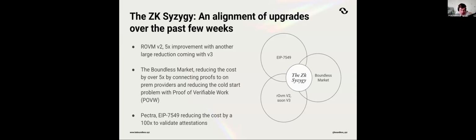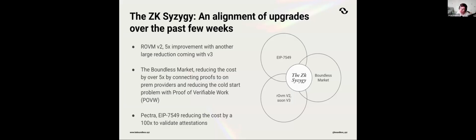So we had a new version of the R0 VM come out. It's now 5x faster. I'll give you a sneak peek: we might get a similar performance bump with V3, which we're planning on releasing in the upcoming months. The next is the Boundless market. What is happening here is we're moving from on-demand AWS cost, which is what we've historically priced people at, to on-prem hardware, where these providers are in regions of the world where electricity at times is even subsidized by the government, which is insane, another probably order of magnitude in cost reduction.